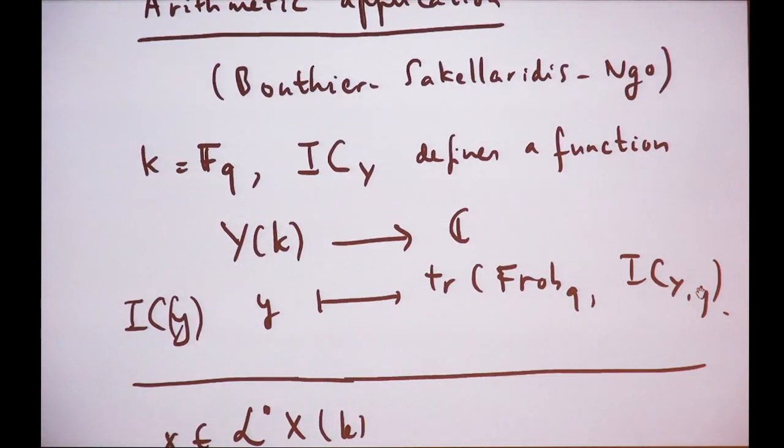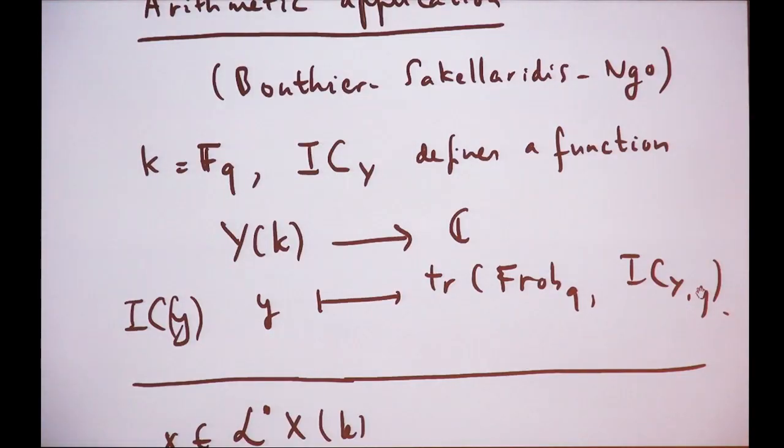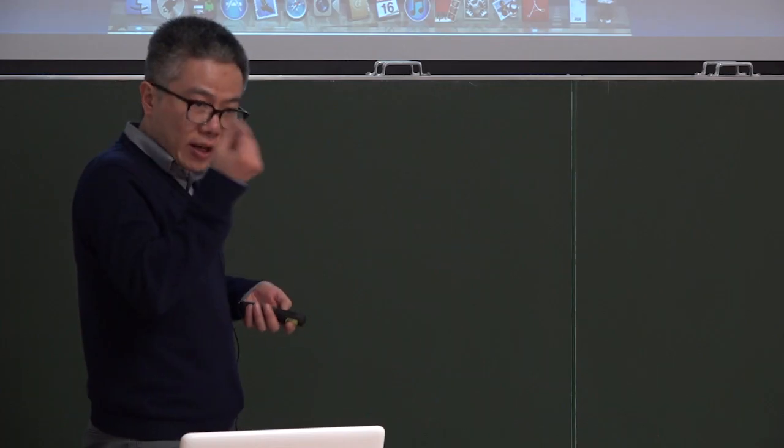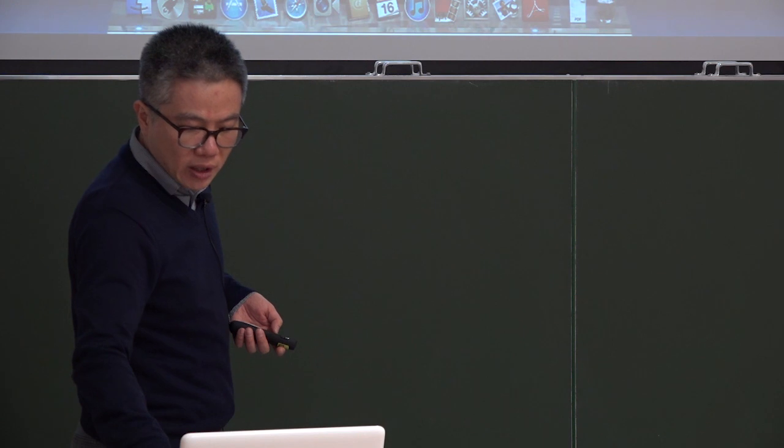And so when the field is a finite field, I can get the functions. Right? For every point, so here Y is an algebraic variety, and then you can get the IC function. Take the trace of Frobenius on the stalk of the IC sheaf. Instead of a complex, you get a number. It's easy to do analysis with numbers.